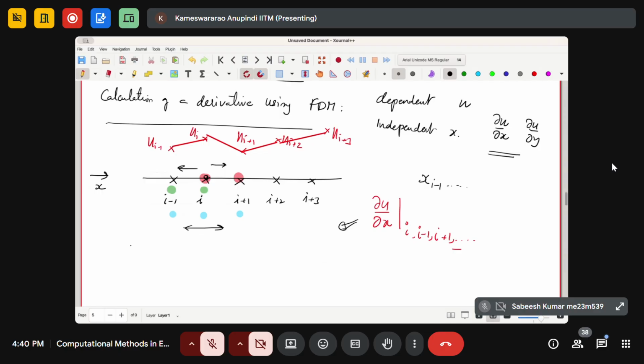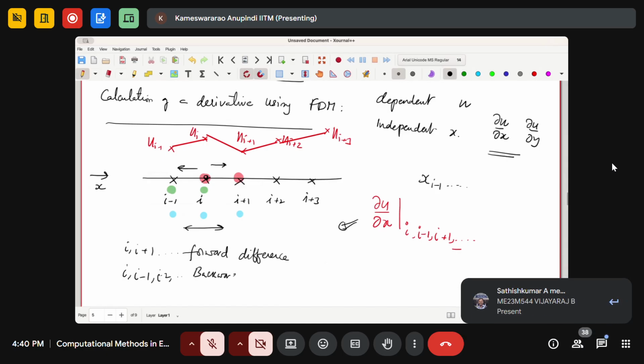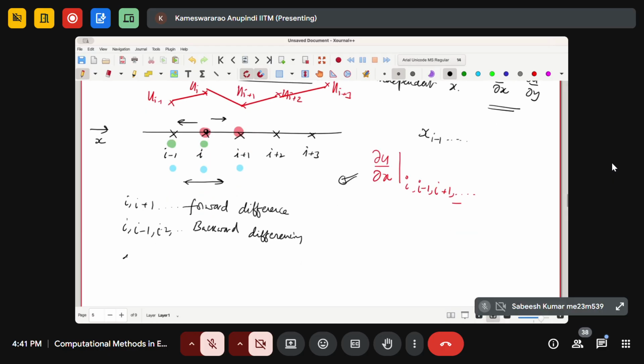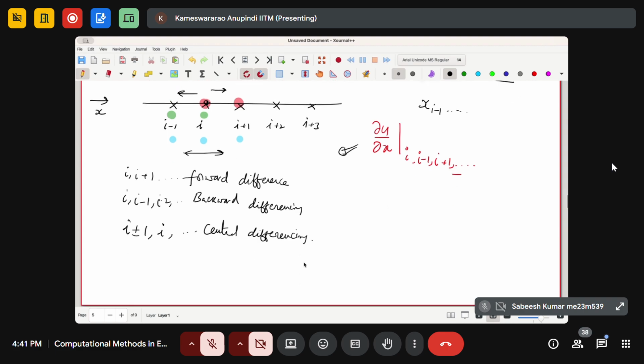If you go in the i plus 1 direction, these kinds of derivatives are known as forward differences or forward differencing. If you go i minus 1, i minus 2, and make use of those points, we're going to call this backward differencing. And if you make use of i plus or minus 1 for calculating the value at i, then this is known as central differencing. While these exist, we may be making use of them. They may be necessary in certain instances.